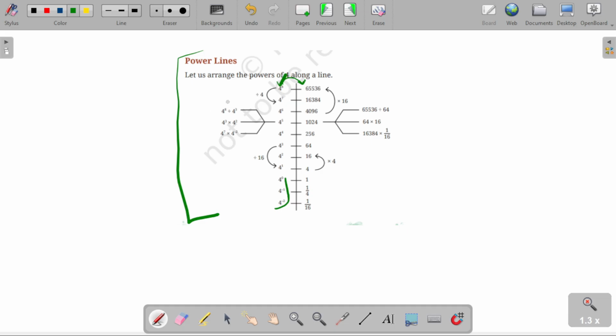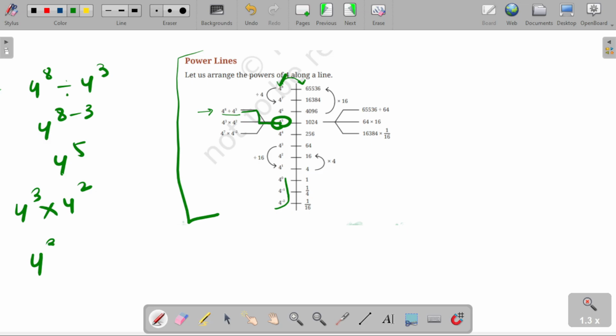Fine. And they are just simplifying with each other, like 4 to the 8 when divided by 4 cube. This means 4 to the 8 minus 3, which is 4 to the 5. They are heading it to 4 to the 5, right? If 4 cube into 4 square will be there, the powers will be added, you will be having 4 to the 5. Again, if you have 4 to the 7 into 4 to the minus 2, it leads to another answer, which is 4 to the 5. This is what they are saying.